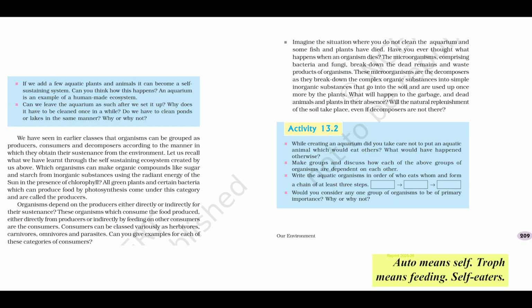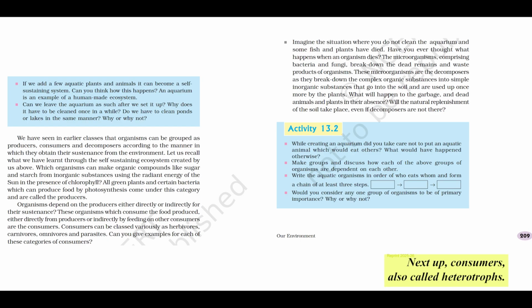Auto means self. Troph means feeding. Self-feeders. These are the amazing organisms that make their own food, usually sugars and starches, from simple inorganic stuff. Using sunlight. Yes, using the sun's energy through photosynthesis, thanks to that green pigment, chlorophyll. Think green plants from tiny algae to giant trees, and some bacteria can do it too. They are the base of everything. They capture the sun's energy and make it available for everyone else. Life depends on them. The food makers.